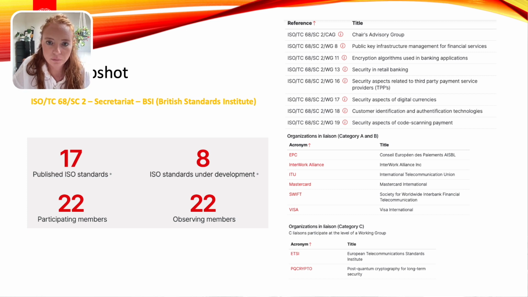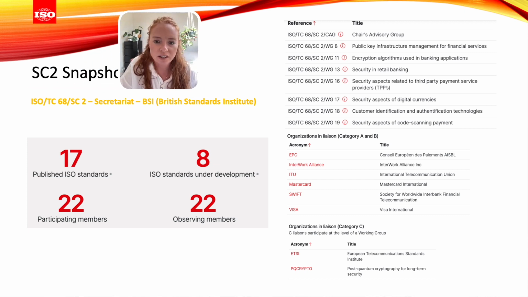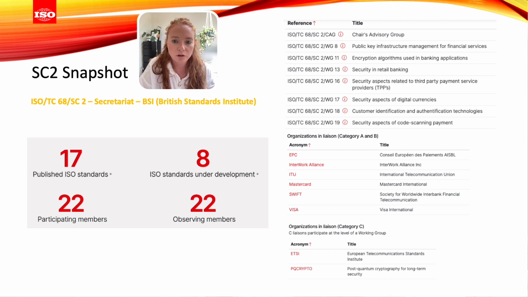WG8 is focused primarily on public key infrastructure, 11 on encryption, 13 is much broader, so it's security and retail banking. So it has a number of standards that is vital for the retail banking sector, and my colleague Ed will talk more in detail about that. But it's looking at also newer and emerging technologies such as digital currency. WG16 focuses much more on third-party payment providers and ensuring that those fintechs have a secure way of accessing the ecosystem. 17 is focused on digital currencies, 18 on identification and authentication, and 19 on QR codes or code scanning payments more generally.